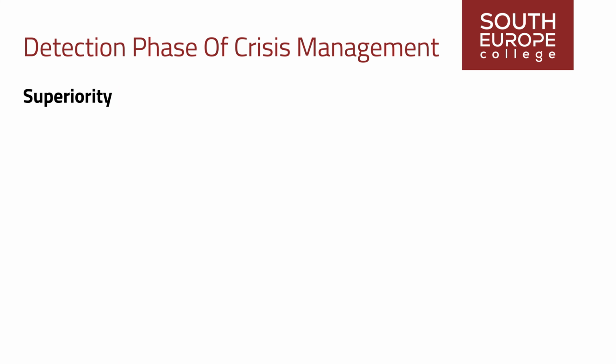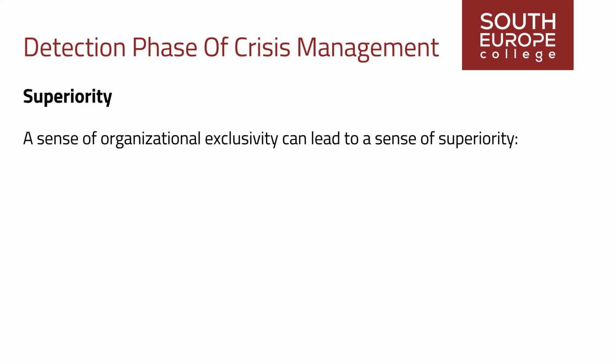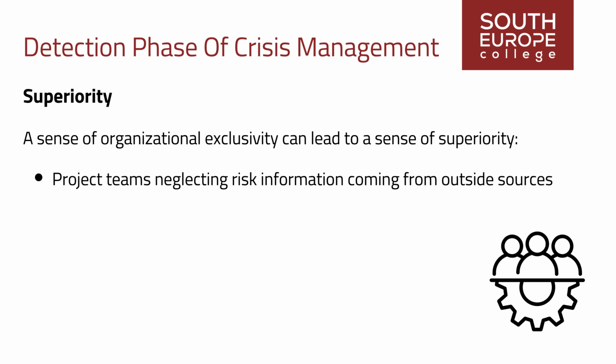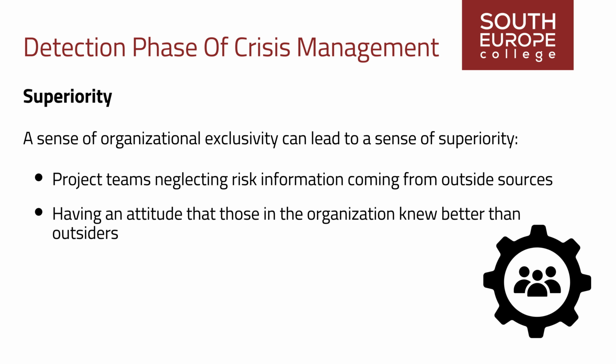Superiority. A sense of organizational exclusivity can lead to a sense of superiority over non-members and project teams neglecting risk information coming from outside sources, and having an attitude that those in the organization knew better than outsiders about the hazards of the situation with which they were dealing. In large projects, with annual turnovers that exceed many companies, defensiveness to outsiders can be a particular problem.